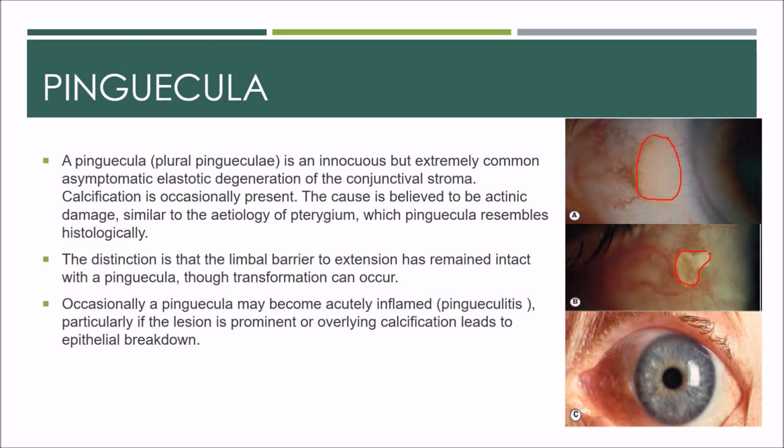The cause is believed to be actinic damage, similar to the etiology of Pterygium, which Pinguecula resembles histologically. The distinction is the limbal barrier to extension has remained intact with the Pinguecula. Though transformation can occur, occasionally a Pinguecula may become acutely inflamed, called pingueculitis, particularly if the lesion is prominent or overlying calcification leads to epithelial breakdown, as it is seen here in this picture. This will result in a little bit of hyperemia, which will be localized.